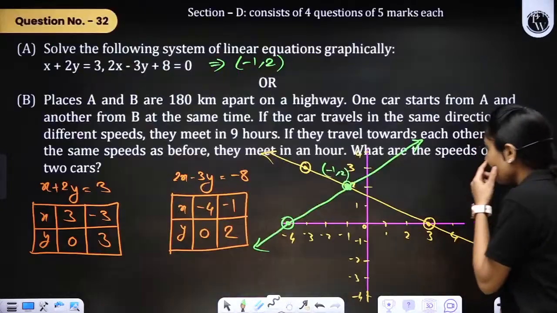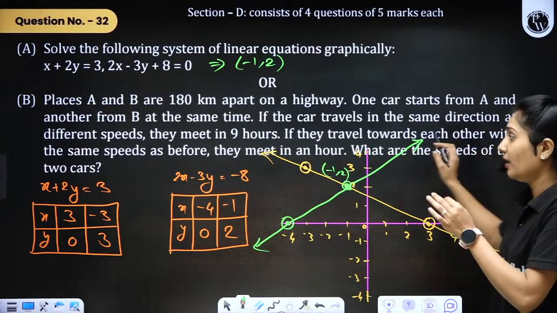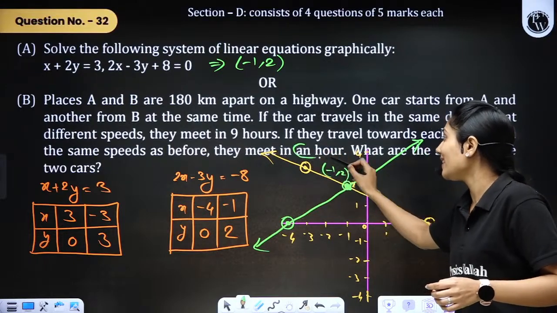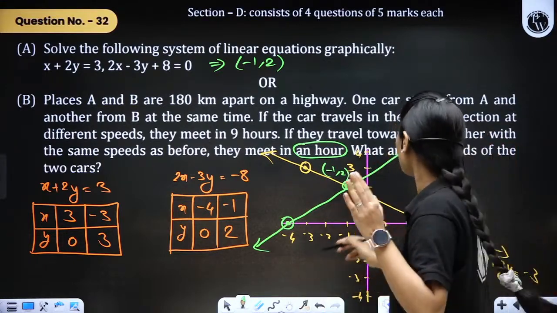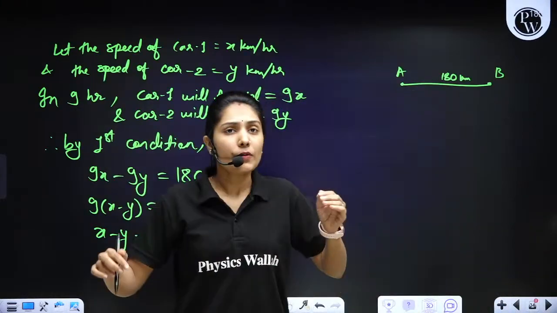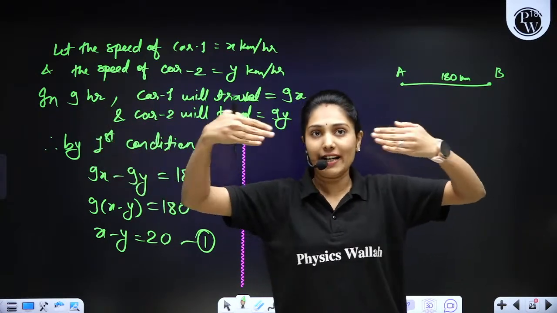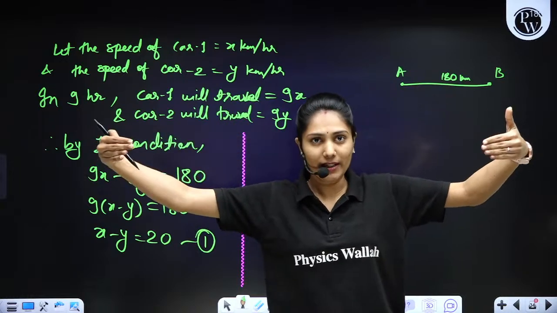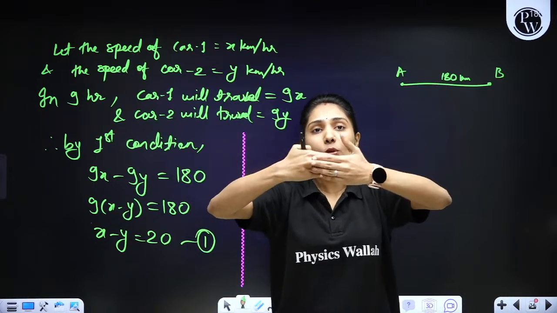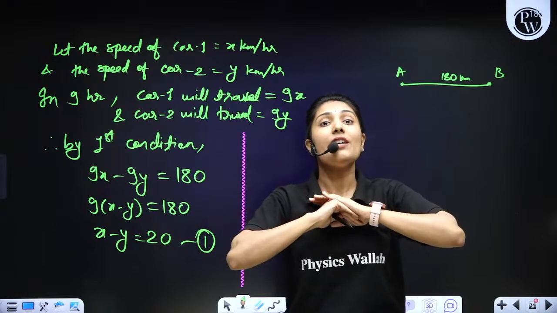Now what's the second condition that we have? Second condition is, if they travel towards each other with the same speed as before, they meet in an hour. They just meet in a single hour. What are the speeds of the two cars? We have to find the speed of two cars. Okay, so here is car 1, here is car 2. When they are moving in opposite direction, towards each other, they are meeting one another in just 1 hour.